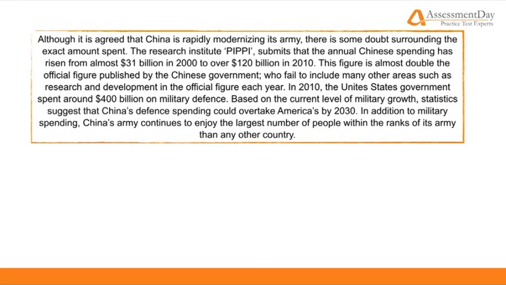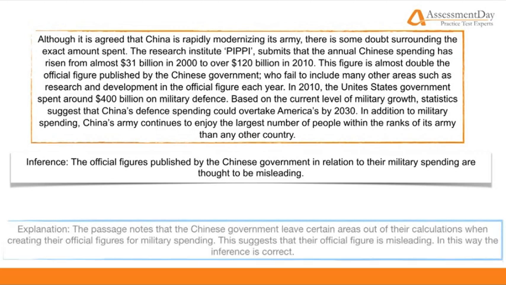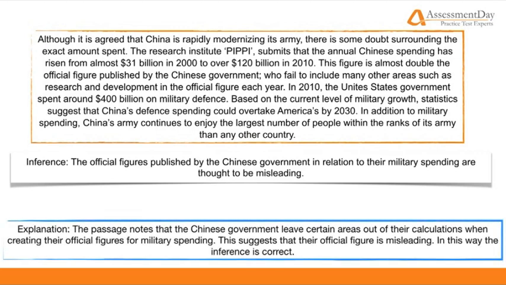The inference: the official figures published by the Chinese government in relation to their military spending are thought to be misleading. Line 3 states that the Chinese government failed to include many figures of spending, such as research and development. Therefore, the inference that these published figures on military spending are misleading is an inference that can be correctly deduced. In this way, the inference is correct. Let's look at another inference.